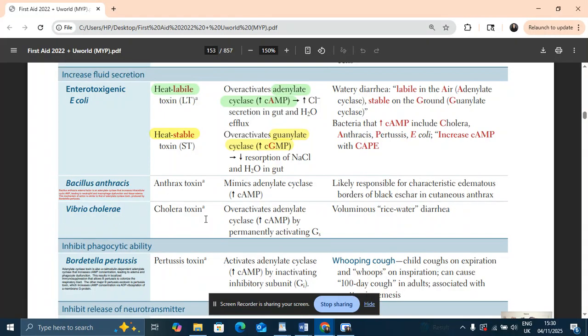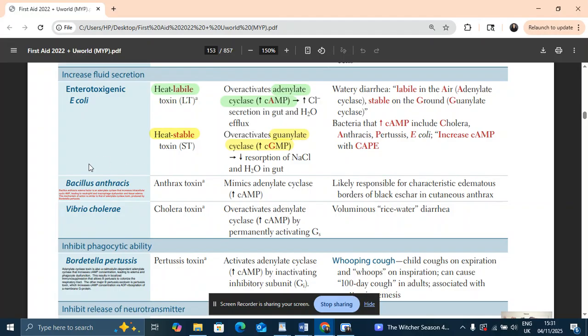Vibrio cholerae produces cholera toxin, and it overactivates adenylate cyclase, again increasing cyclic AMP by permanently activating the Gs protein. It causes voluminous rice water diarrhea. So you should remember, from an exam point of view, that enterohemorrhagic E. coli produces Shiga toxin, very important, and causes dysentery and then eventually hemolytic uremic syndrome by the O157:H7 strain of E. coli. Enterotoxigenic E. coli produces heat labile and heat stable toxin, and causes watery diarrhea or traveler's diarrhea. Vibrio cholerae produces cholera toxin and causes voluminous rice water diarrhea.